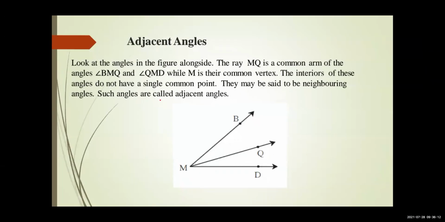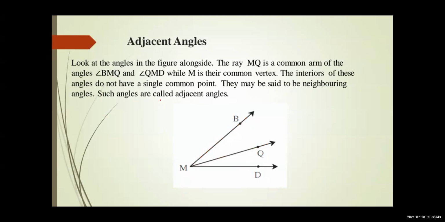The next point is our adjacent angle. First of all, let's see what an adjacent angle is. Look at the angles in the figure alongside. In this figure, ray MQ is one ray. This is the common arm of angle BMQ and angle QMD. See, this is our common arm.